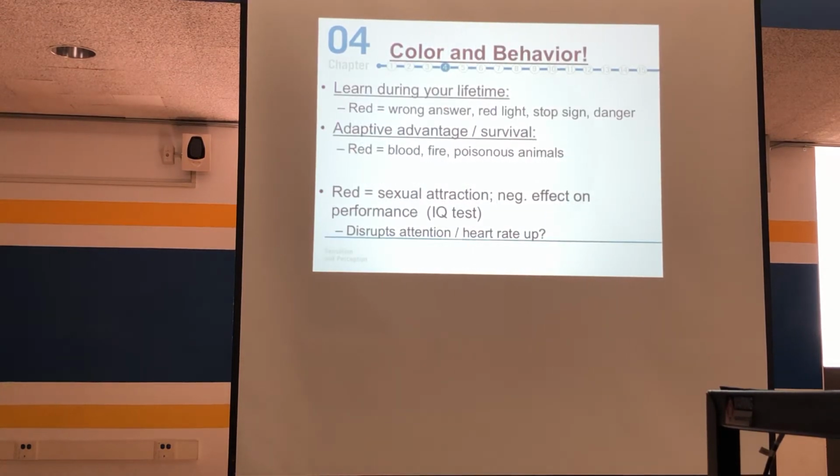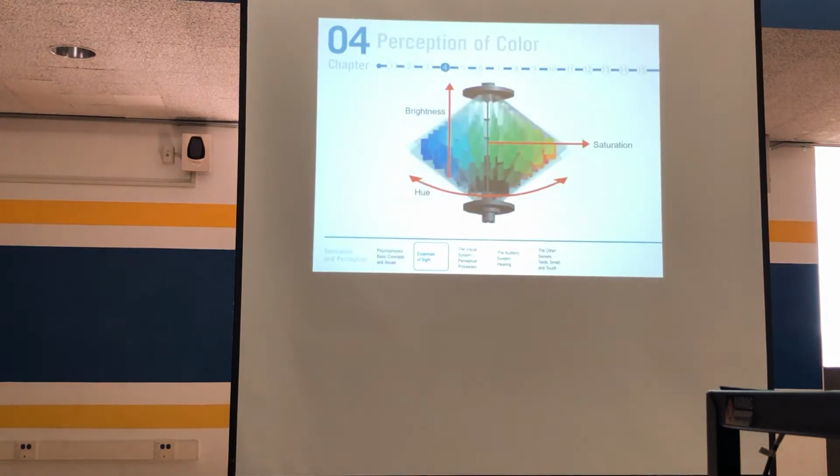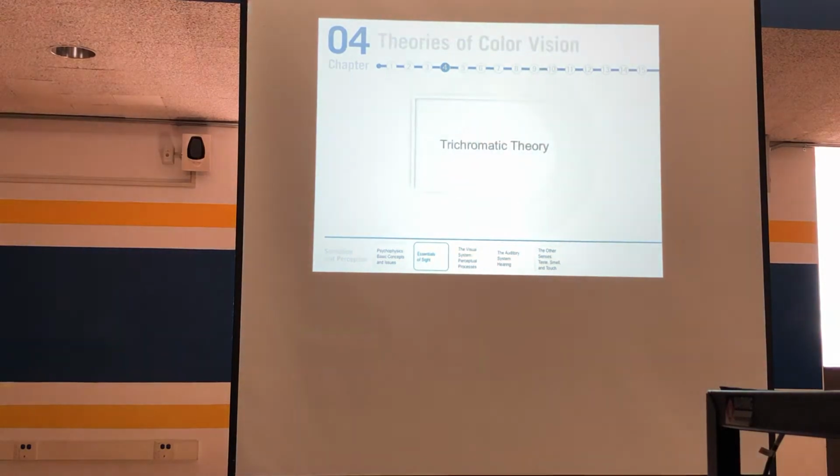Okay, color and behavior. Red signifies danger. What does it do to IQ tests? Lowers them. You take an IQ test on a red scantron. Your scantron will be red one day. It is green. Yeah, that's all we get. The green ones. All right.